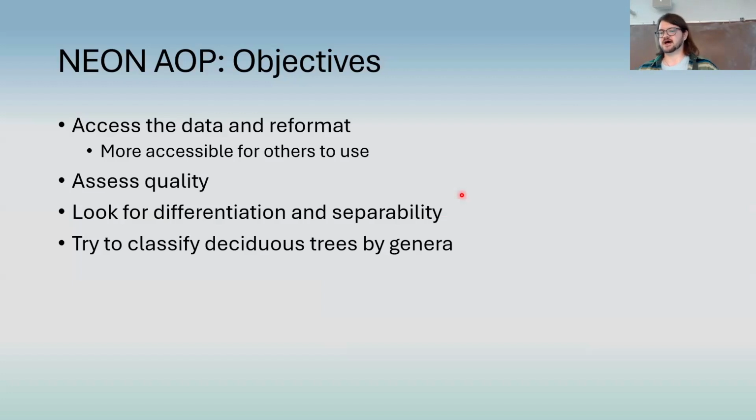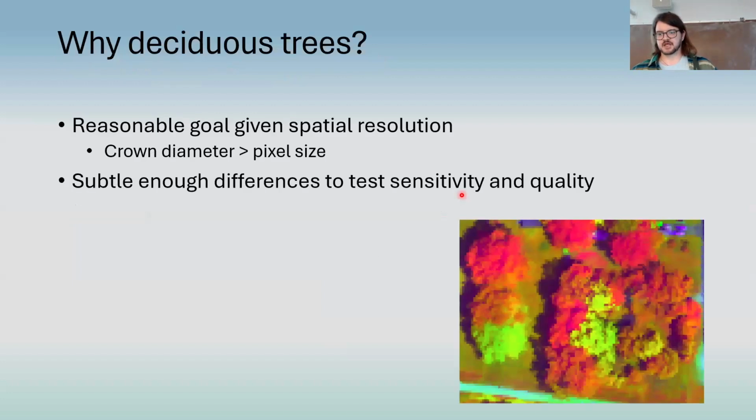But ultimately, we wanted to see, would this be useful for classifying deciduous trees by genera? One of the reasons for that is that this is a challenge, but also a reasonable goal, unlike an analysis looking at grasses, where you might have many species within a square meter. Trees are bigger. So that's one extra layer of complication that we're avoiding, but also these differences are subtle enough that we can test sensitivity and quality. Down here is just an example of some intercrown variation in a false color composite from this data.